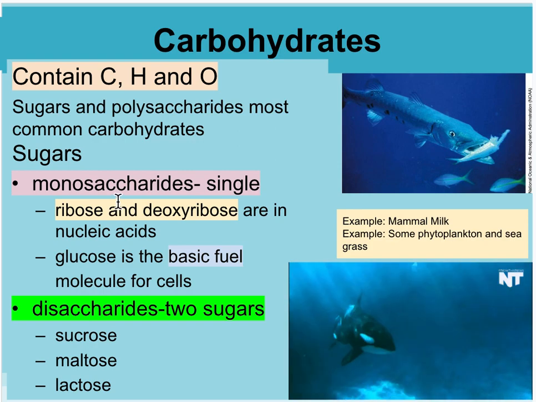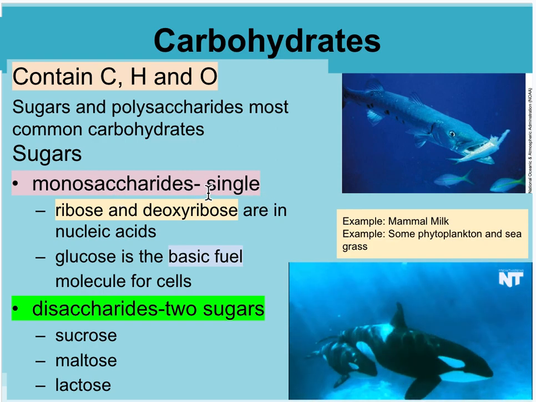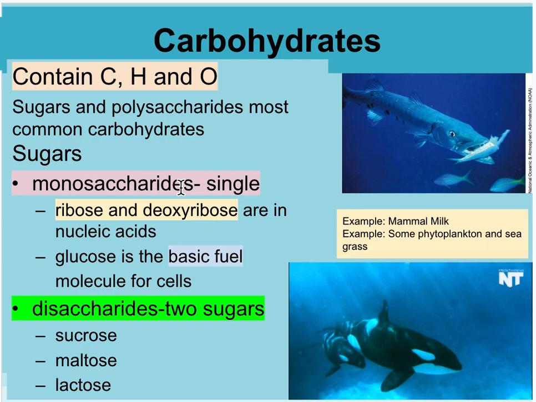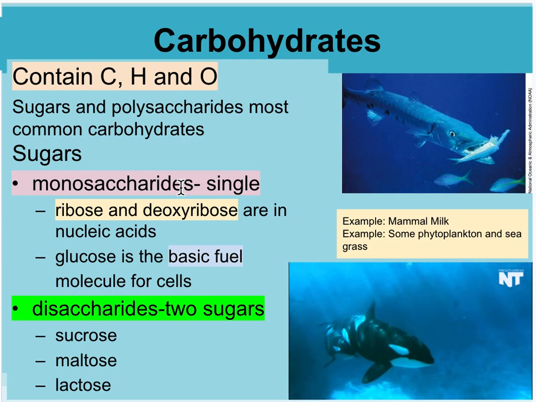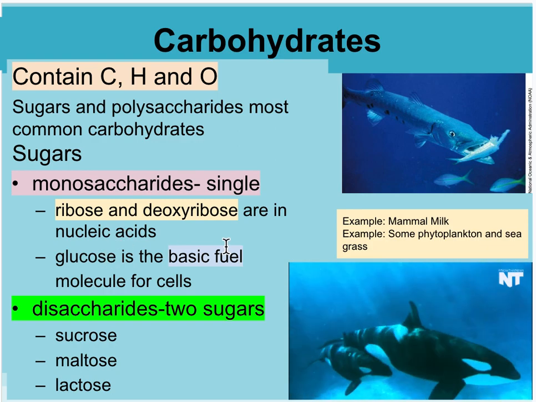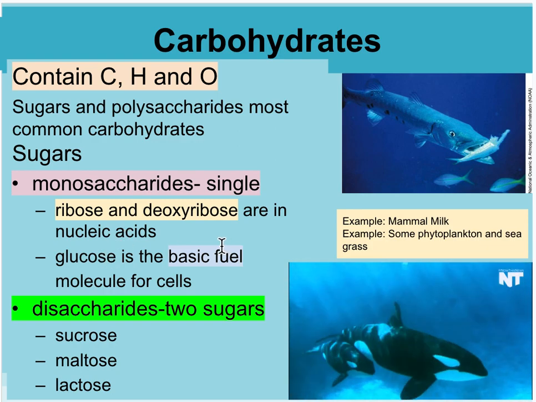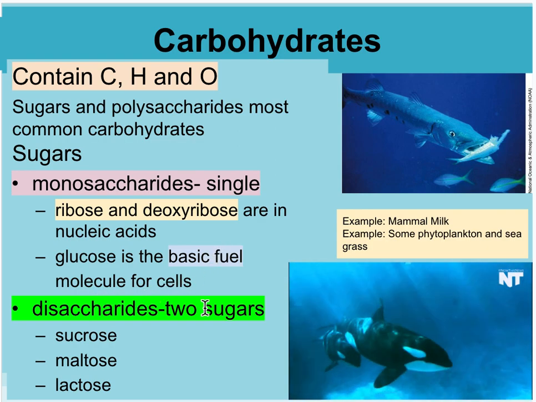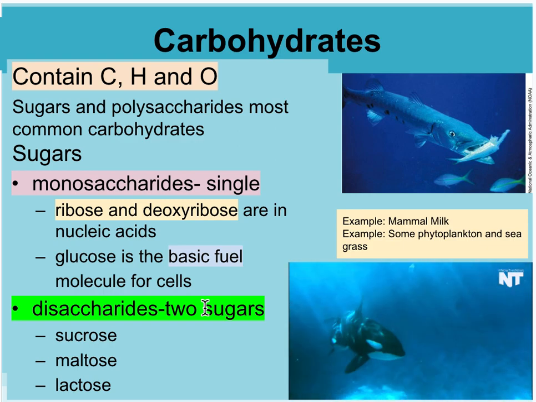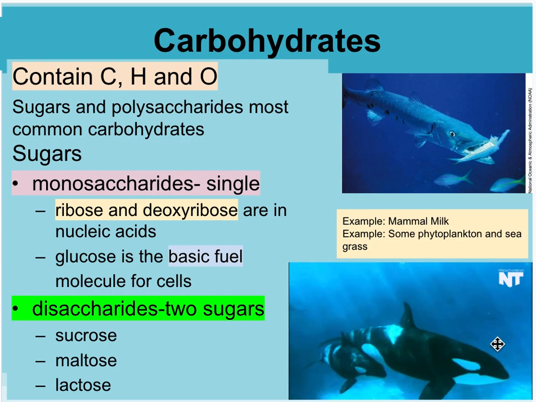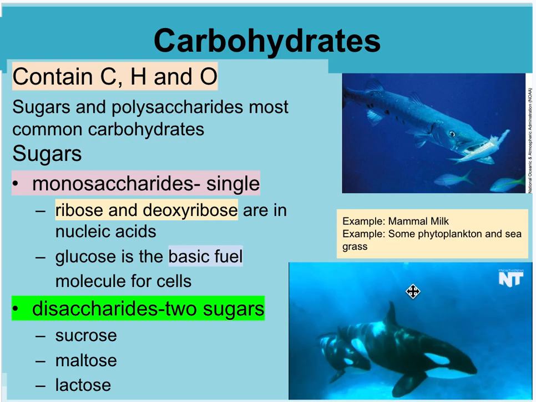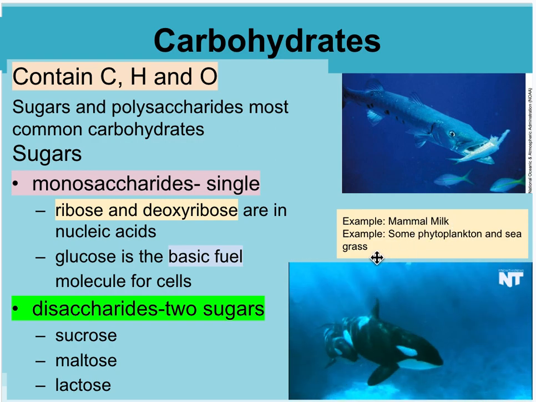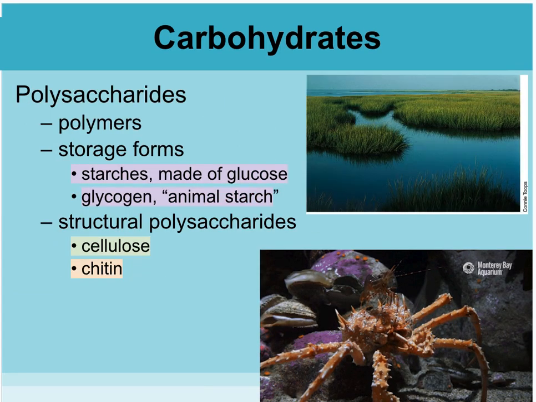Monosaccharides are single sugars by themselves. Examples of those are ribose and deoxyribose that are in our nucleic acids, or glucose, which is used as a basic fuel source for different organisms. A disaccharide is two sugars put together, like sucrose or maltose or lactose. Another example on this slide of carbs in the ocean would be mammal milk, or plant plankton, or the seagrass that we saw in the last picture.